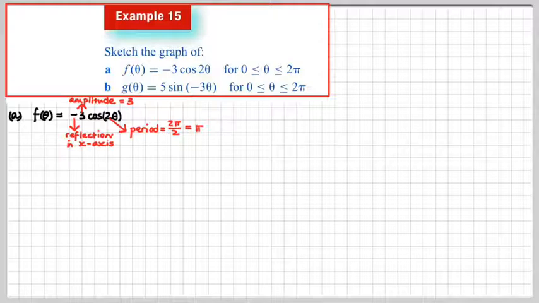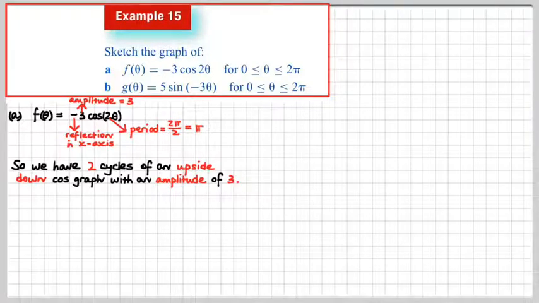If you can just look at that information, you should be able to do that by now, because you should be well and truly used to all these transformations. So I'm just doing it that way now, instead of the traditional way that I did in the previous example, working it all out with the dashes and all the rest of it. This is reading it off directly. So we have 2 cycles of an upside down cos graph. This means it's upside down.